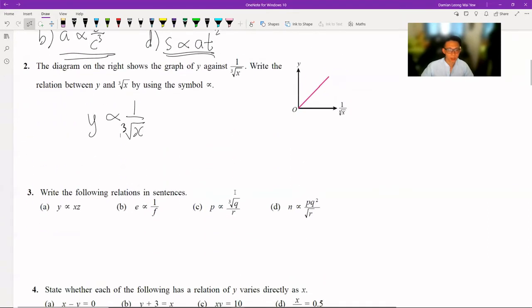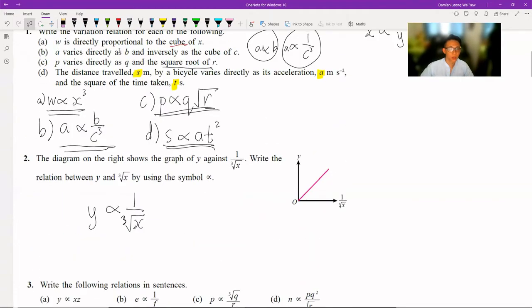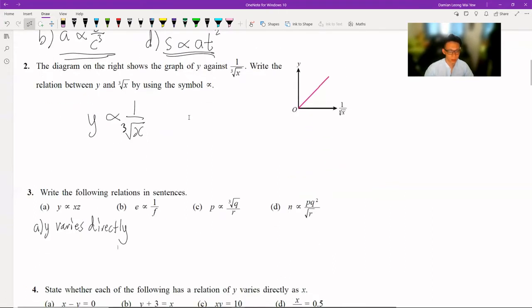Write all this in sentences, very simple. Basically, that means varies directly. So I can say y varies directly. You follow how they write here: what varies directly as what and what? In this case, y varies directly as x and z. Very straightforward.